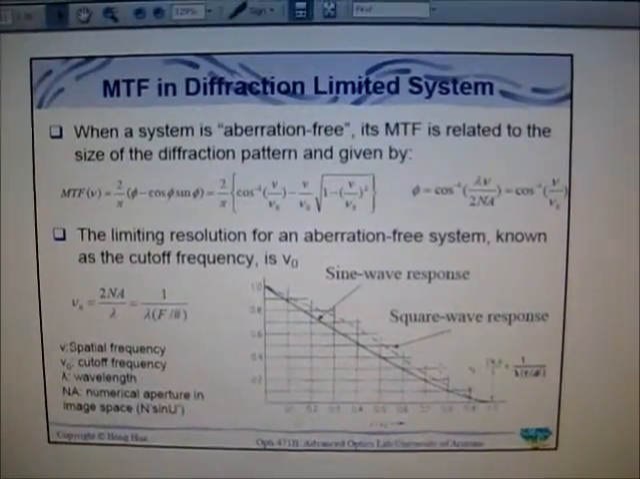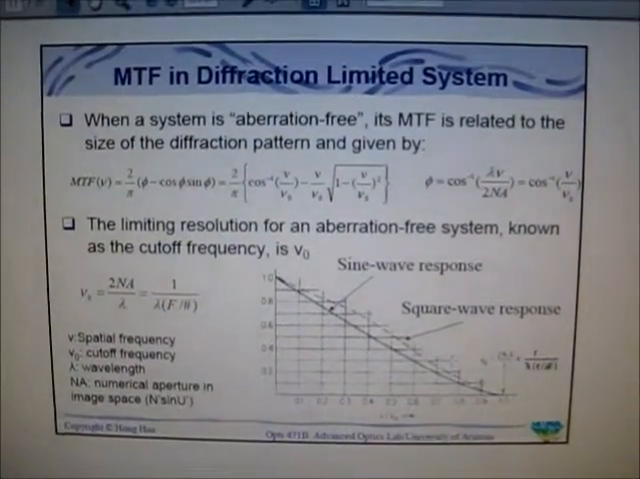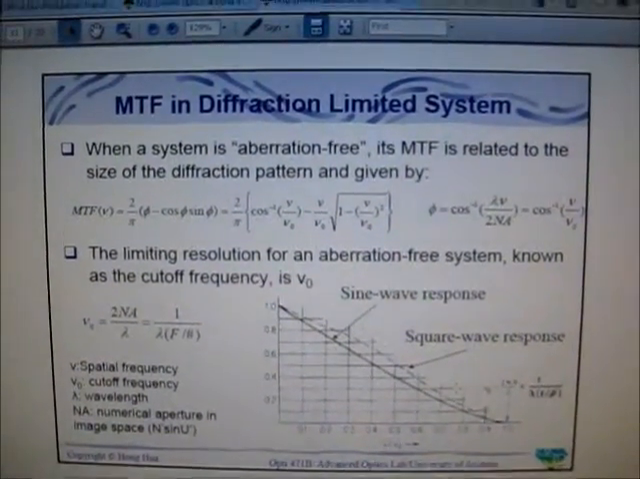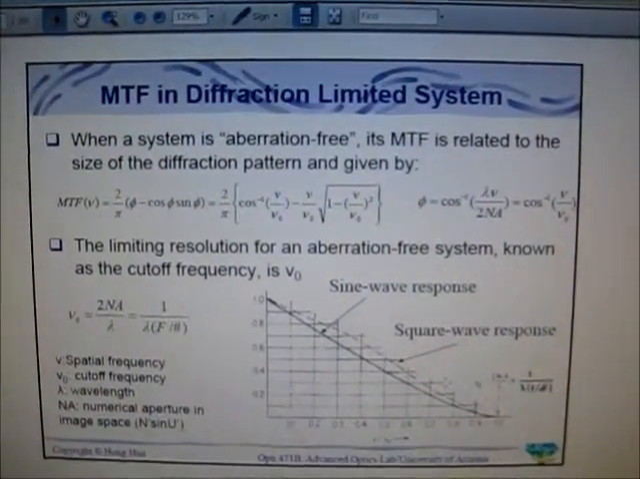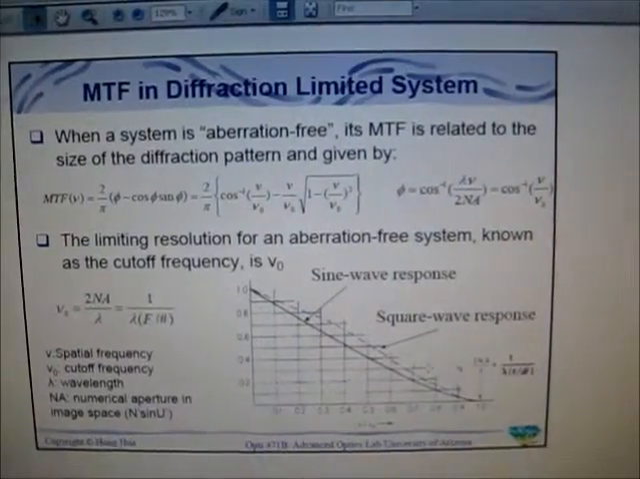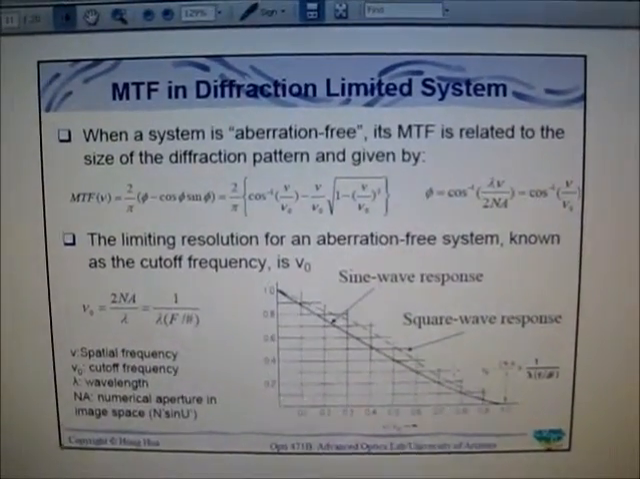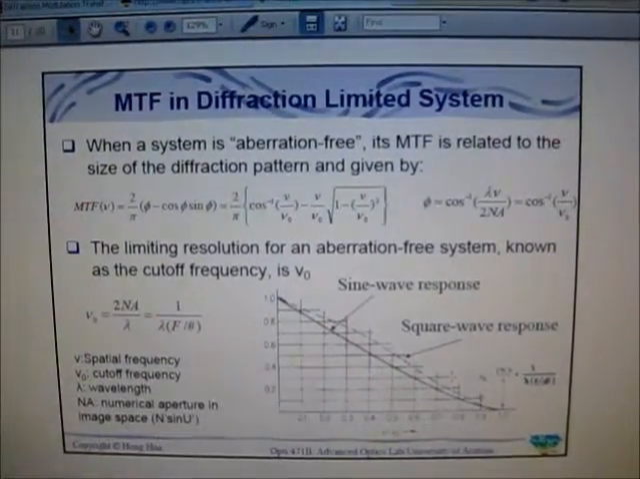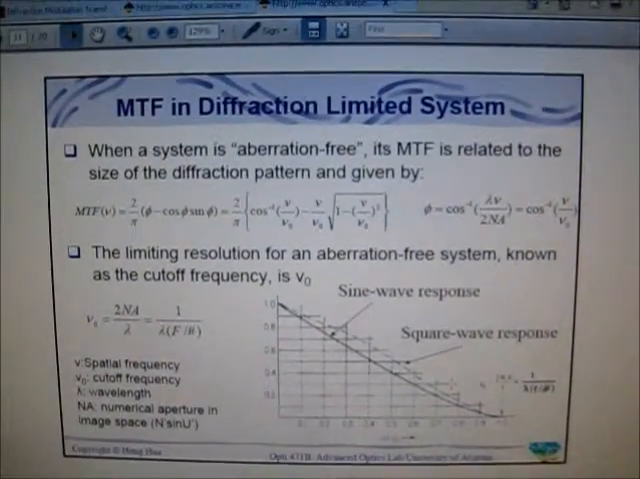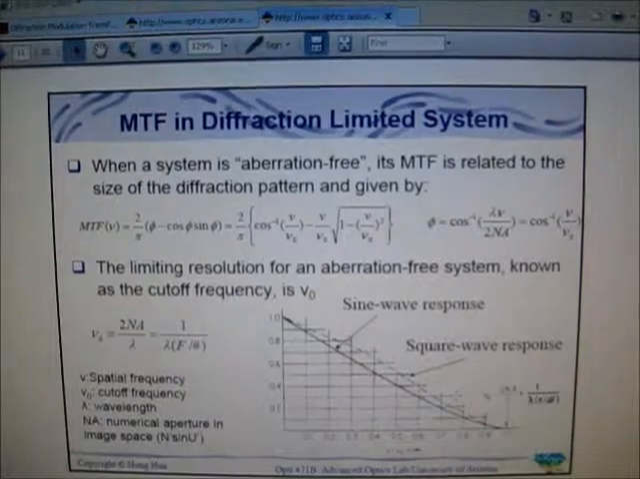This slide explains a lot of the theory behind the modulation transfer function in a diffraction limited system. We wanted to measure the MTF for the lens we were using in this system, and to do this we measured the line spread function. The MTF is used to figure out the resolution of the system and the contrast at different spatial frequencies.